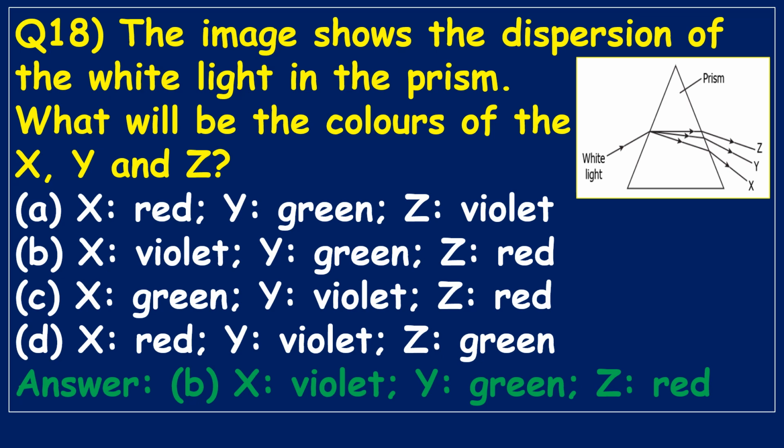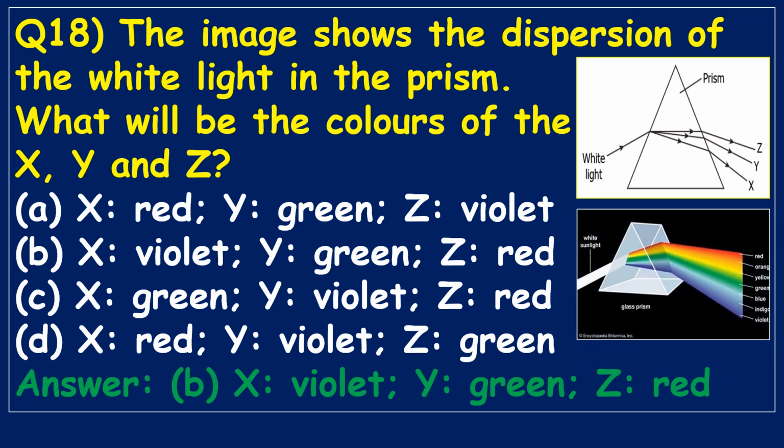Remember, red is always top, whereas violet is down, normally. If you reverse this one, violet will be on top and red will be down. Red refracts least, whereas violet refracts the most. The one which moves with high frequency and low wavelength refracts well.